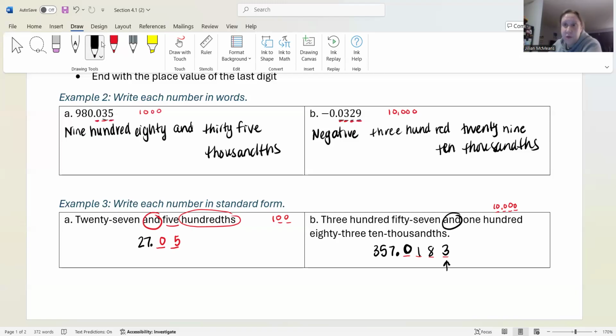That's the place value of the 3. Okay, so make sure, even though I'm not going to get too bent out of shape about how formally we say numbers, know that there is a formal way, there is a professional way, there is a right way to say, read, or write numbers. Okay?